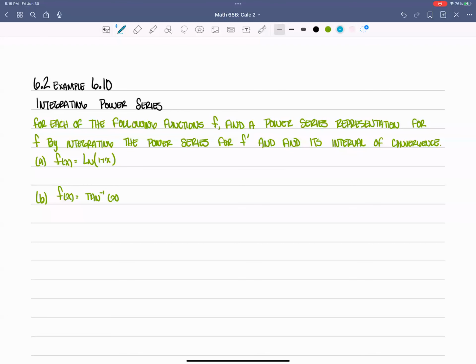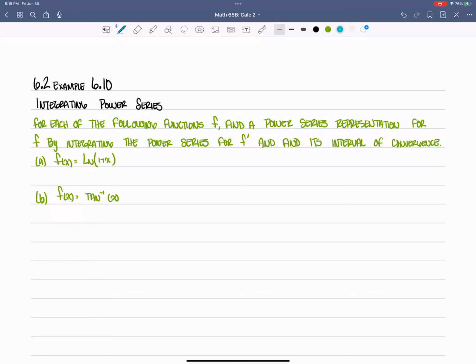Section 6.2, example 10, integrating power series. For each of the following functions f, find a power series representation for f by integrating the power series for f prime and find its interval of convergence.